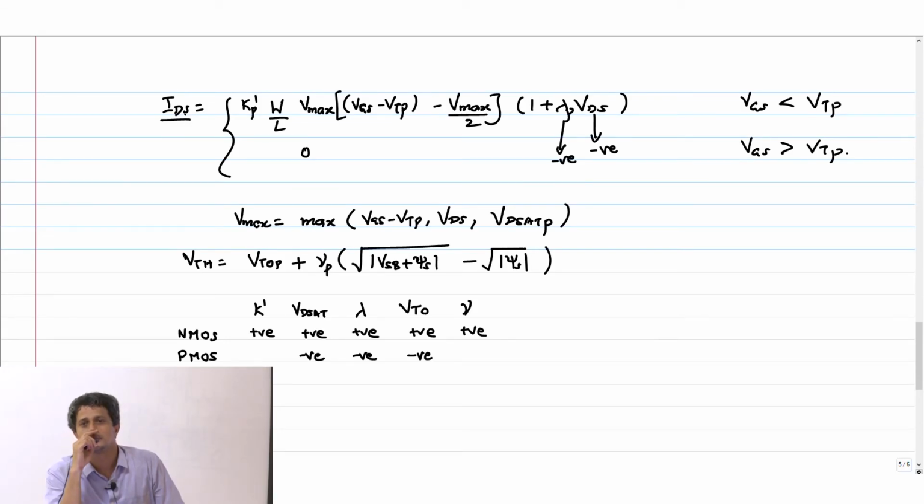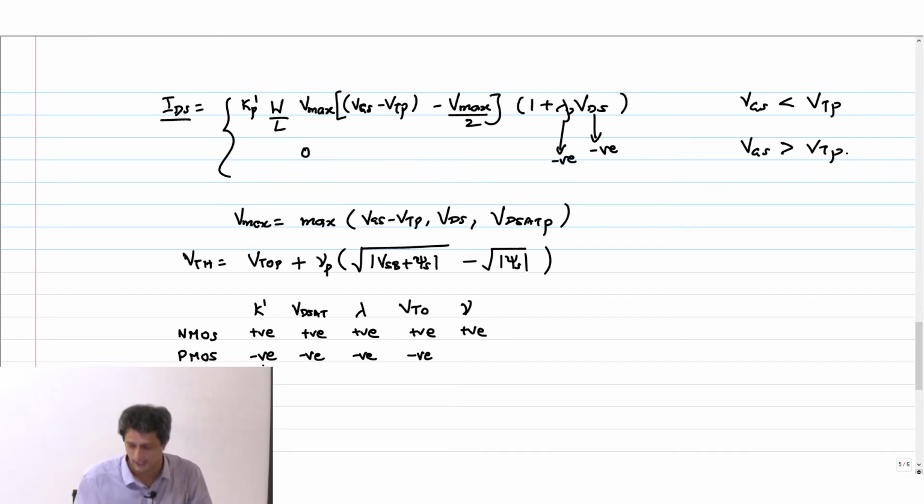what should it be? Negative, because the current will flow from source to drain. But I am looking at IDS, therefore it's not a physical thing where this term has to become negative. Just to make my ISD into IDS, my K prime has to be a negative number. Right, and therefore this also will be a negative number. Okay, we have solved 4 parameters pretty simply.